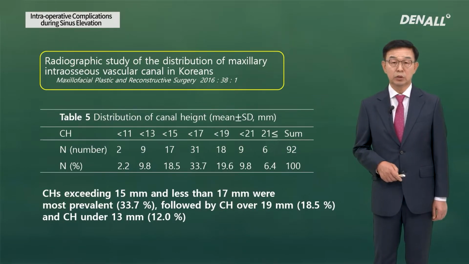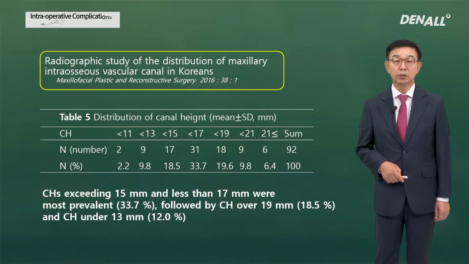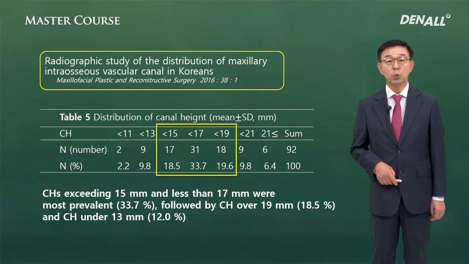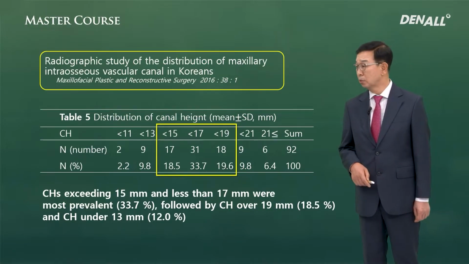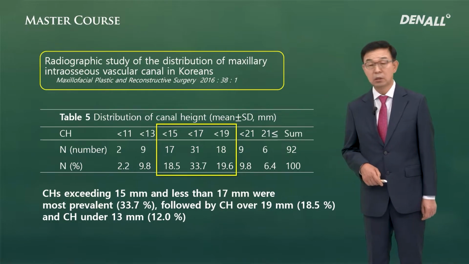This is a literature from Korea. From the alveolar crest, you can see that it is most frequently 15 to 19 millimeters.